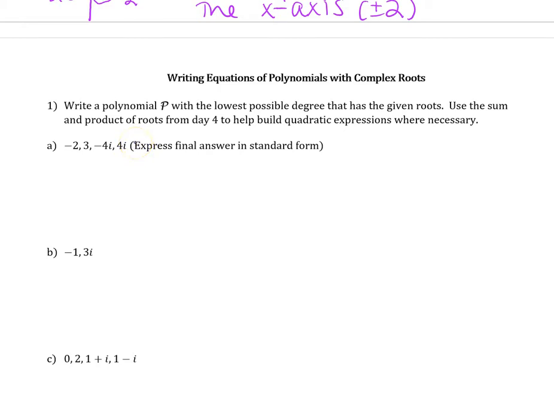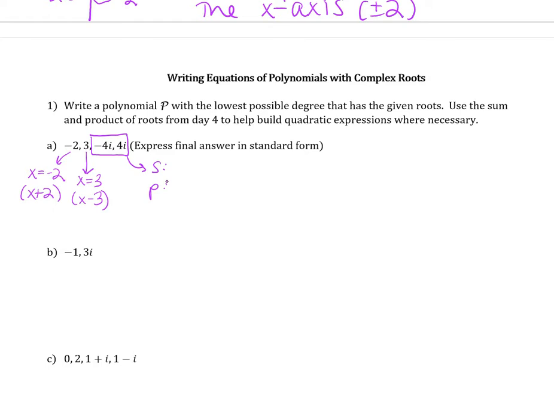Okay, so you got to kind of think backwards here. If I have a root of negative 2, that would mean a factor would be x plus 2. If I have a root of 3, a factor will be x minus 3. And that's stuff we've been talking about since, I don't know, like Unit 1, okay? And then with these two, this is where I'm going to build the quadratic like I did yesterday by using the sum and product of those roots.